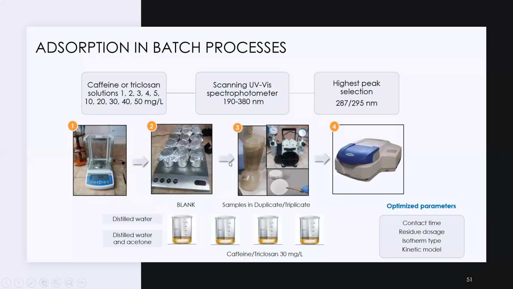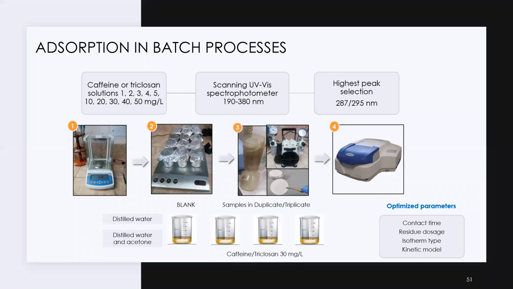We set it up as a process. Here you have our batch processes being set up. We tried different concentrations, going from 1 milligram per liter to 50 milligrams per liter for calibration of the process, and then we used a concentration of 30 milligrams per liter for the case of caffeine, for instance. And then we put in the adsorbent, which is the agroindustrial residue, and the contaminant is removed, adsorbed to the residue.